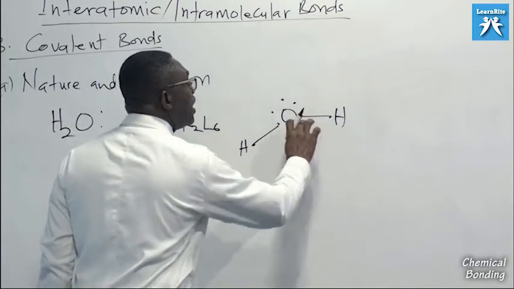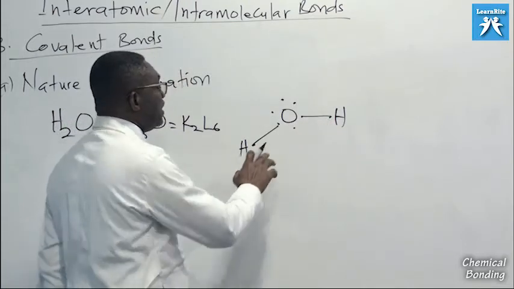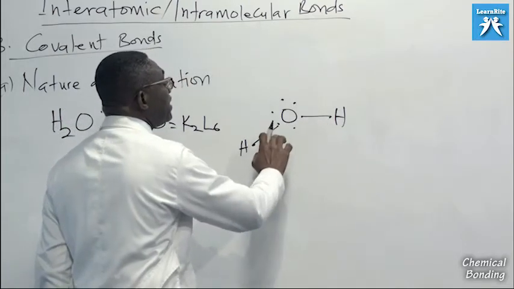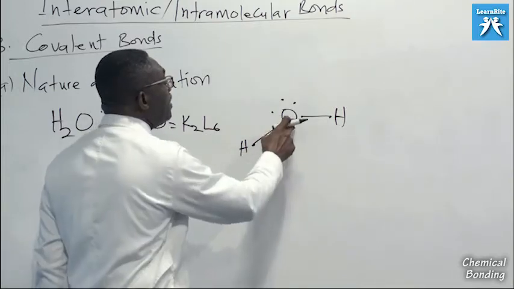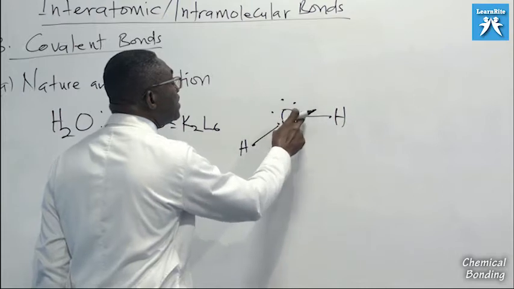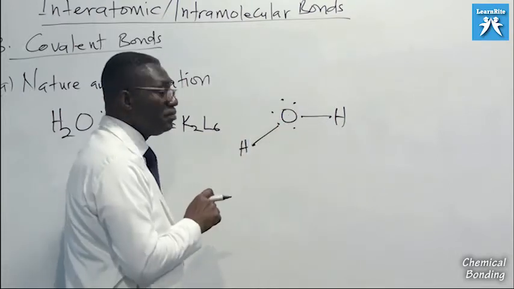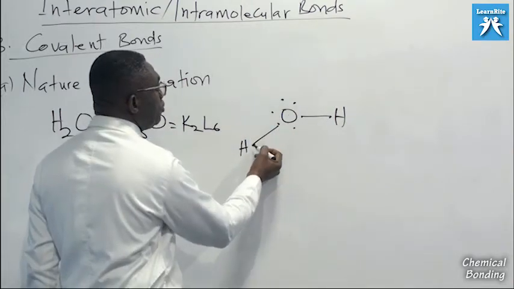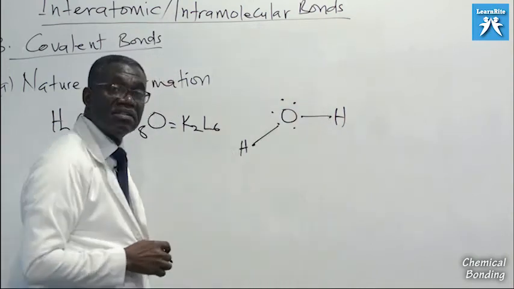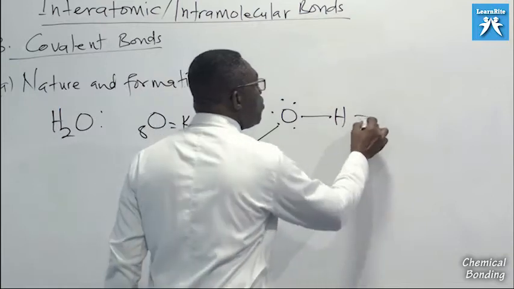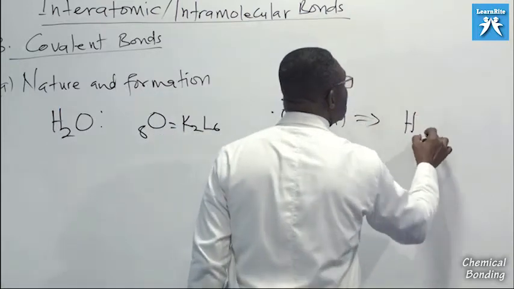So hydrogen will now assume the duplex state. This hydrogen will assume the duplex state, and this oxygen will assume the octet state. So oxygen will be 1, 2, 3, 4, 5, 6, 7, 8. Let me count them again. 1, 2, 3, 4, 5, 6, 7, 8. So every water molecule is indicated as this.